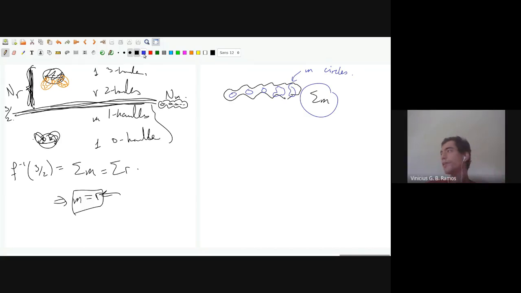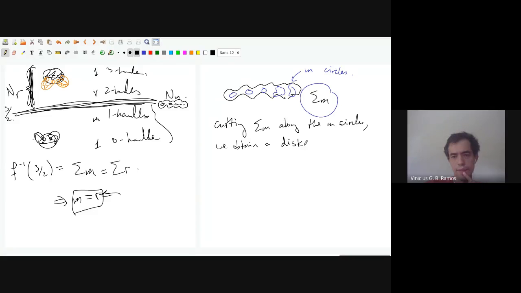And there is another condition, similar to the condition that we had for surfaces, where you can't just attach 1 handles arbitrarily and hope that it's going to be closed, but they need to be intertwined. Here, the condition that you need is that after you cut the surface along these M circles, you end up with a disk. So what you need is that cutting the sigma M along the M circles, we obtain a disk.